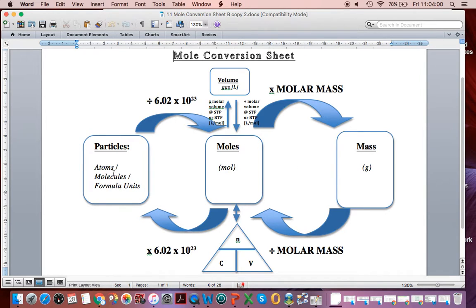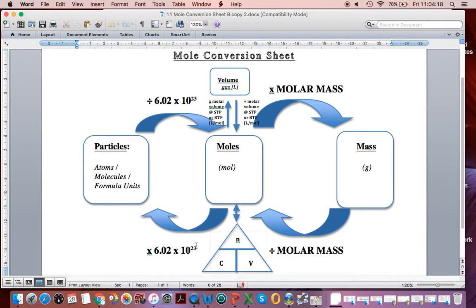So the early kind of questions involve going from particles to moles to mass, or mass to moles, or moles to particles, that kind of thing. Then we applied our understanding of things like moles and mass into dealing with empirical and molecular formulas and percent composition.